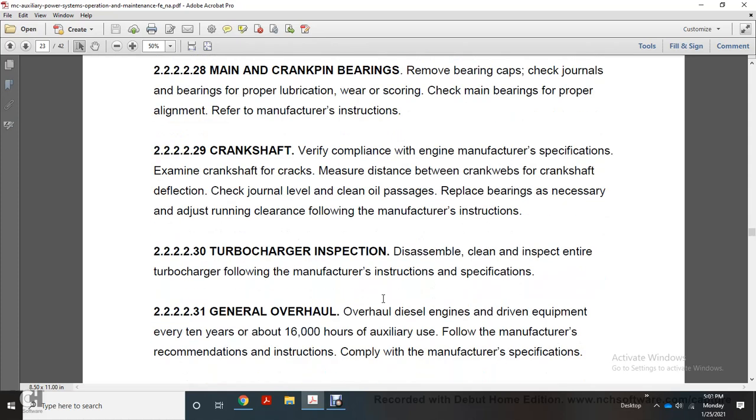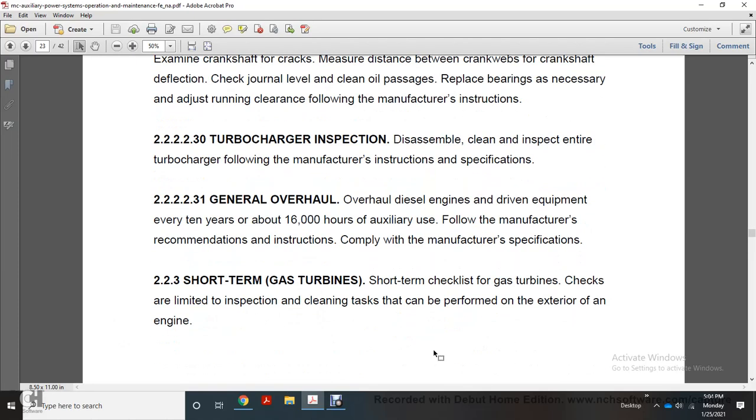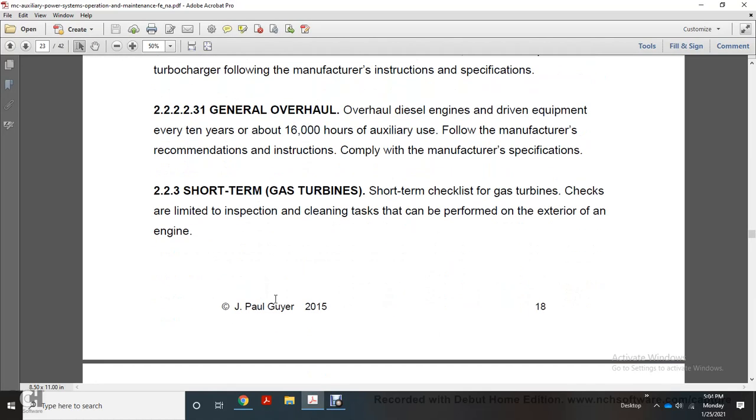Turbocharger inspection. Disassemble, clean, and inspect the entire turbocharger following the manufacturer's instructions and specification. General overhaul of diesel engine driven equipment every 10 years, about every 16,000 hours. Auxiliary use: follow the manufacturer's recommendation and instruction, and apply the manufacturer's specification. Short-term gas turbines. The short-term checklist for gas turbine checks is limited to inspection and cleaning tasks that can be performed on the exterior of the engine.